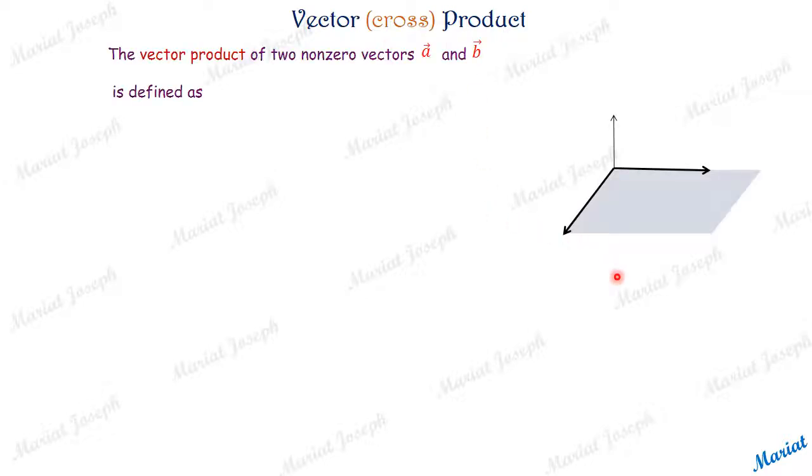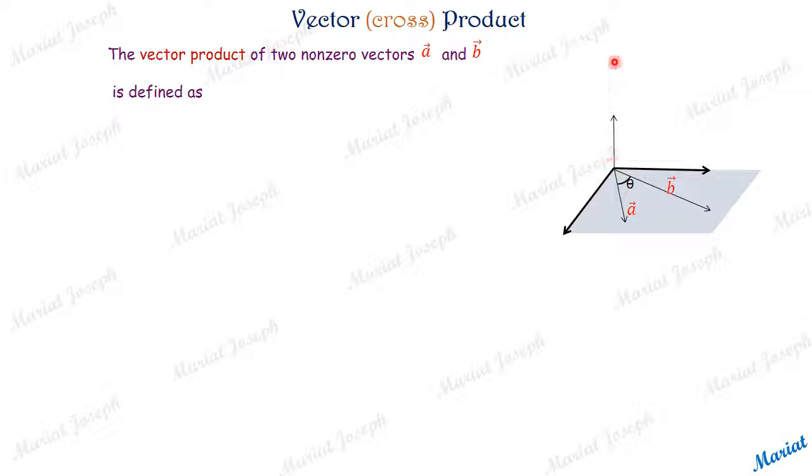Let's consider two vectors in this plane, vector A and vector B, acting at an angle theta between them. Now, what is the cross product, the vector product, of these two vectors? The vector product is a vector. The result will also be a vector. In fact, that vector will be going in the direction perpendicular to the plane containing A and B. So A cross B will go in this direction, perpendicular to the plane.